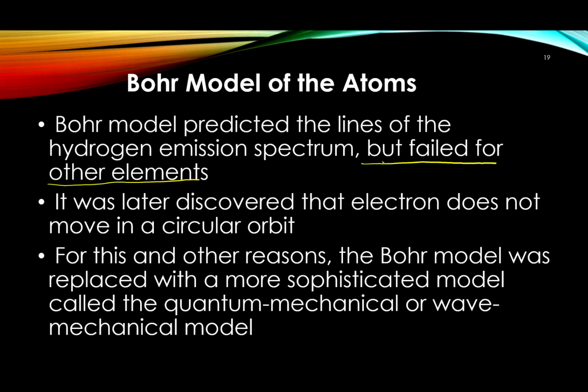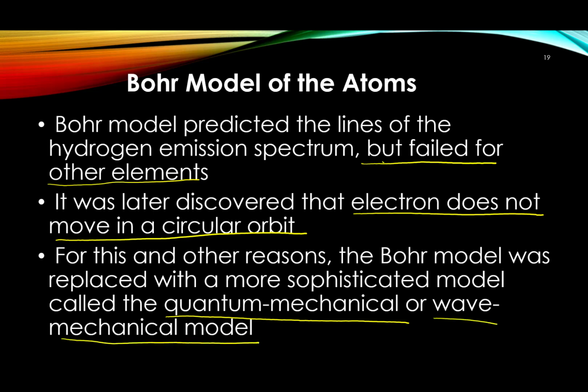The Bohr model failed. These are the reasons for it. One other thing that did not work, and it was against Bohr's model, was that electrons do not move in a circular orbit. That's why Bohr's model was replaced by a more complicated and more detailed model, and it was called the quantum mechanical or wave mechanical model. That's a new name for the model that replaced Bohr's model of the atom.